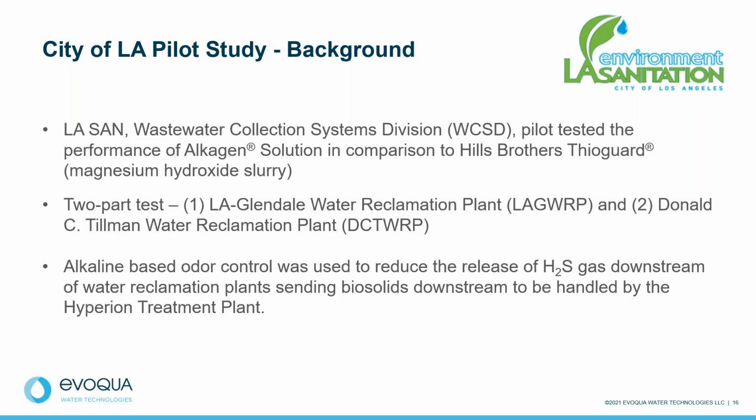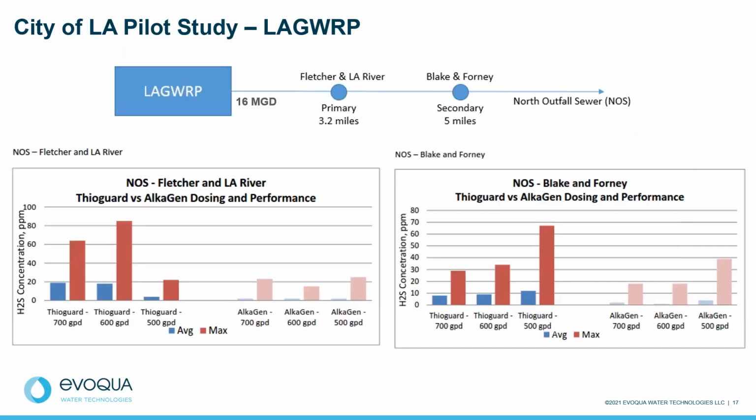The first part of the test had the two vendors feed chemical at 3 different feed rates: 500, 600, and 700 gallons per day. We were treating 60 million gallons a day of flow from the LA Glendale plant. The gas was monitored at 2 control points downstream, the first one 3.2 miles downstream and the second one at 5 miles downstream.